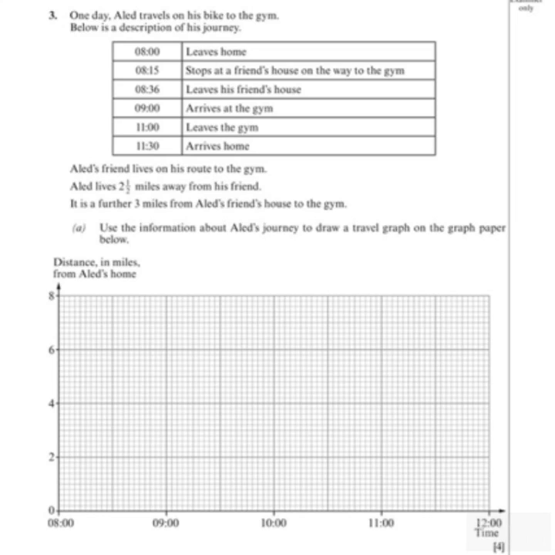Okay, so first of all, you're told that he travels on his bike to the gym. Below the description of his journey are the times 8, 8:15, 8:36, 9, 11 and 11:30. Now the key words to pick out in this question are that he lives 2.5 miles away from his friend, who he goes and picks up. But then his friend is a further 3 miles. Is the word further, and you can see in my solution I'm really going to highlight that word further, to his friend's house to the gym.